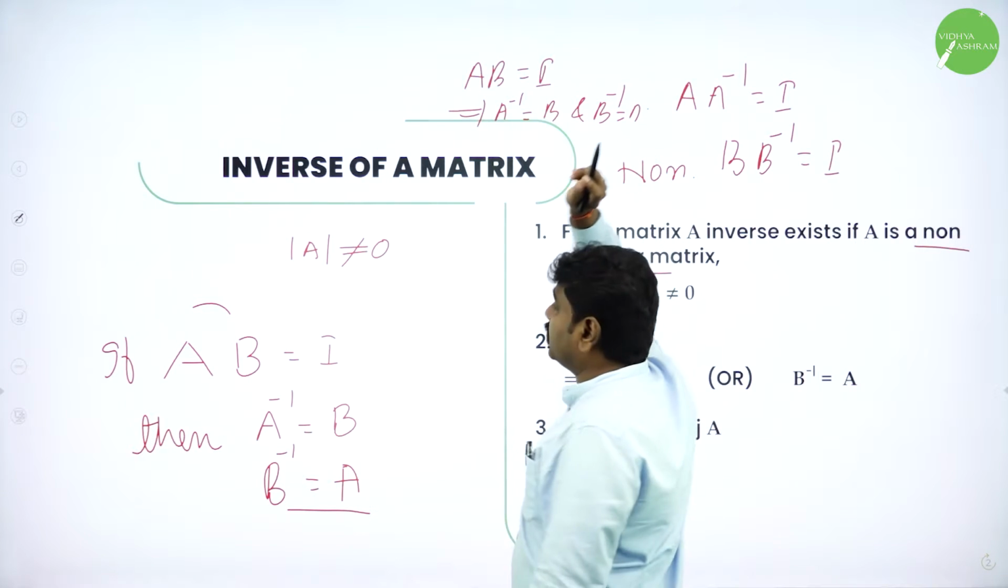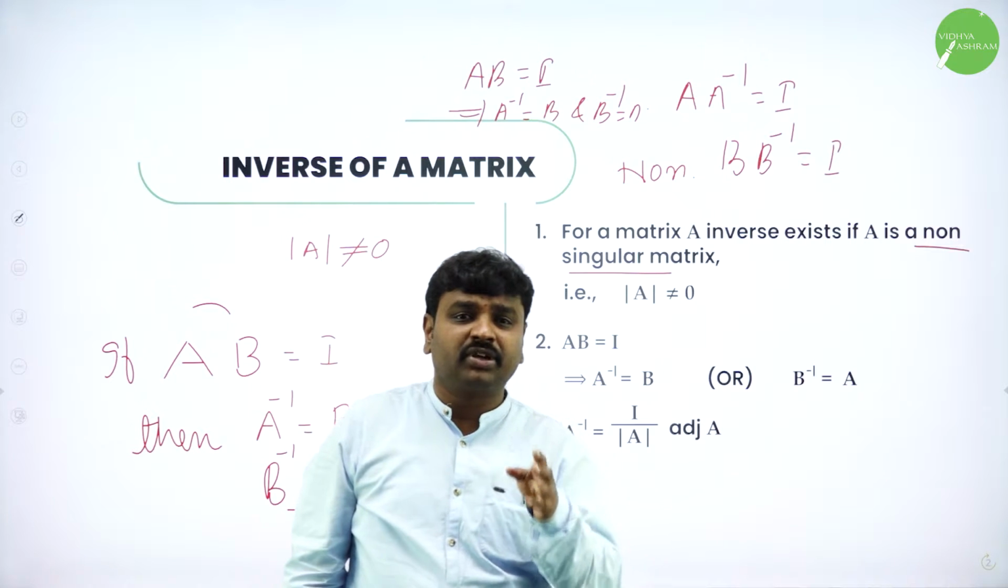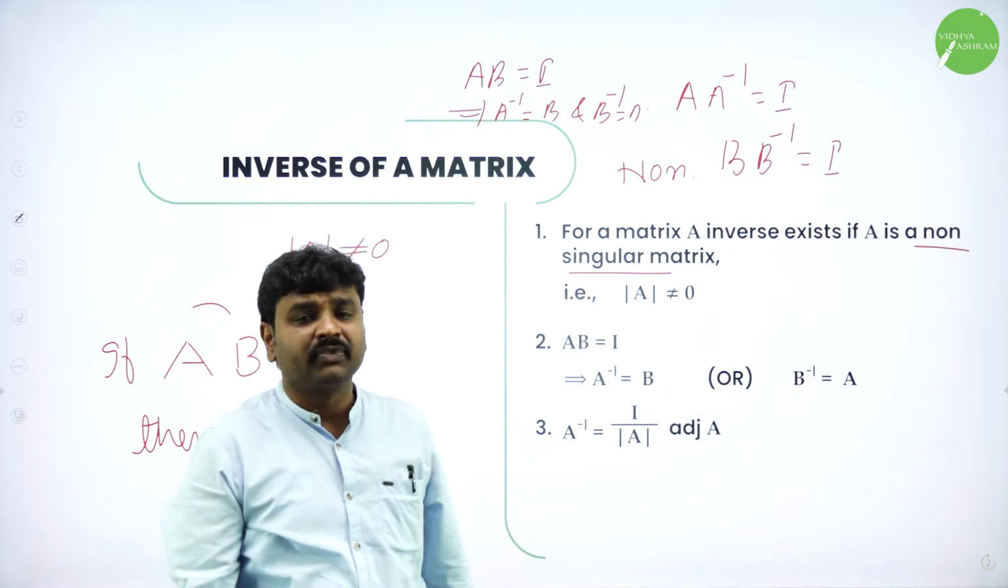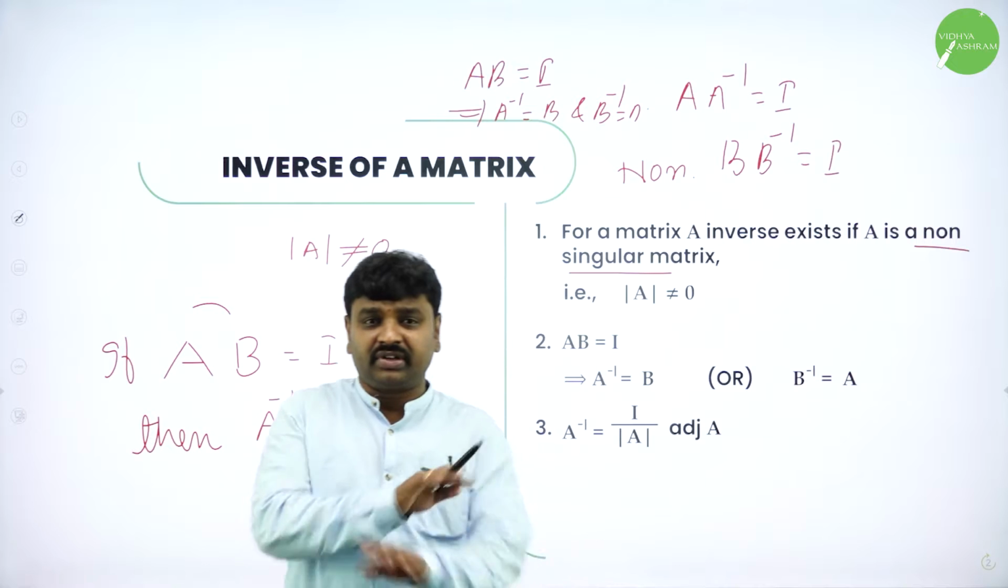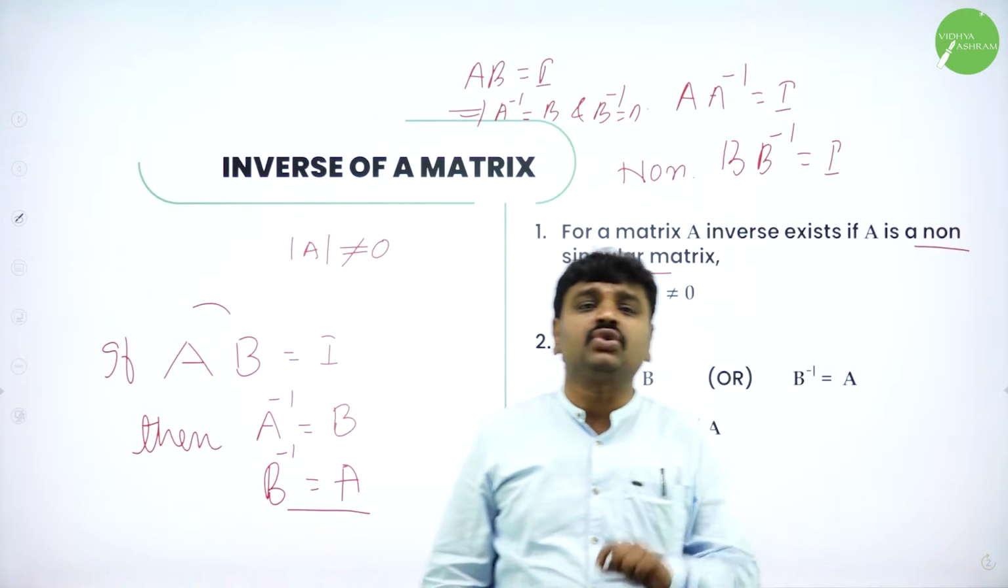Now coming to the point. Now all of you know what a singular matrix is. What is a singular matrix? A matrix whose determinant is 0 is a singular matrix. So when you take a singular matrix, inverse does not exist. So inverse exists only for non-singular matrix.